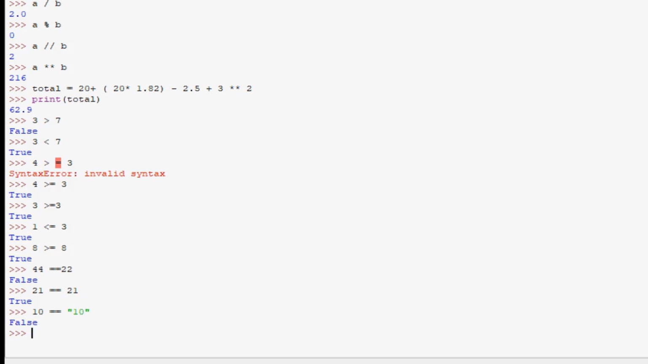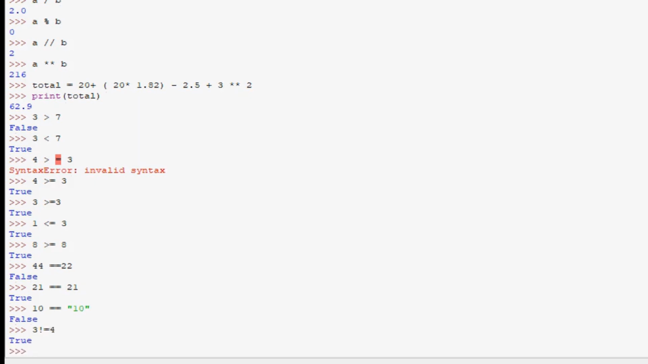And then we also have the not equal to operator. So like 3 is not equal to 4. And of course, it would return true. So those are all the comparison operators that we use in Python.